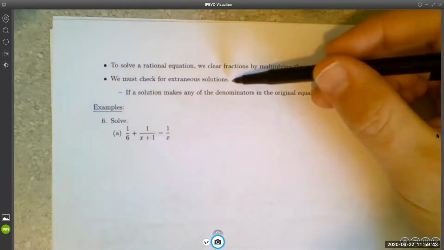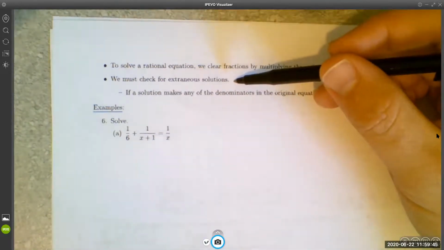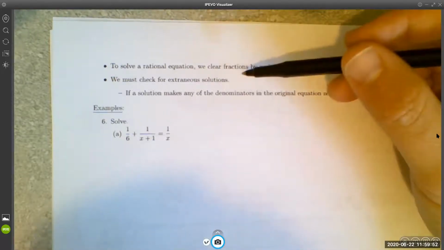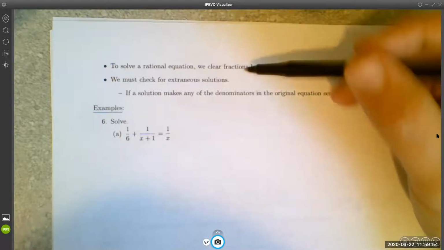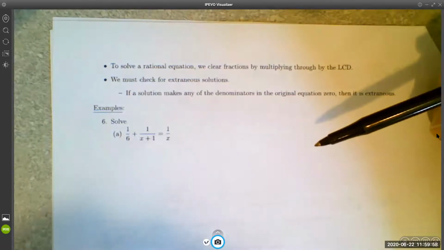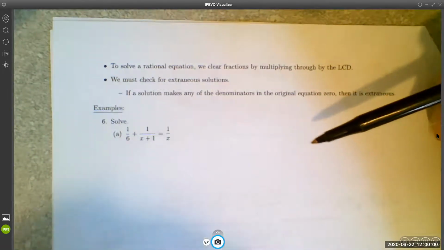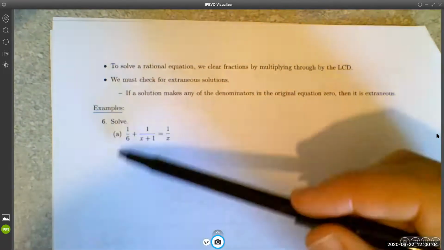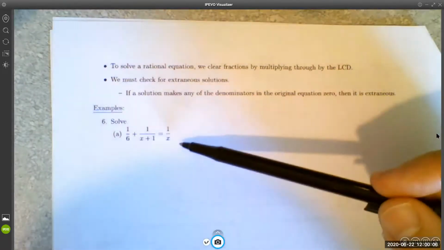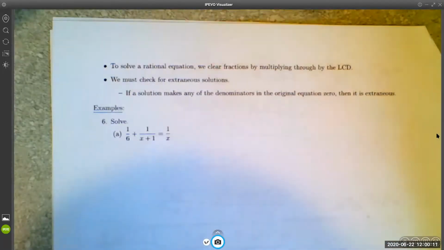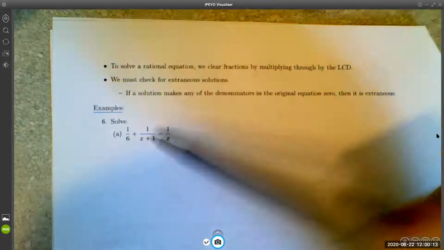And then one thing that we have to do with rational equations that we didn't have to do with any of the equations we've seen so far is we have to check for extraneous solutions. Extraneous solutions are answers that you get when you follow the algorithm, but that aren't actually solutions to the equation. In particular, sometimes when we multiply through by the LCD, we end up introducing extra solutions that come from the denominators.